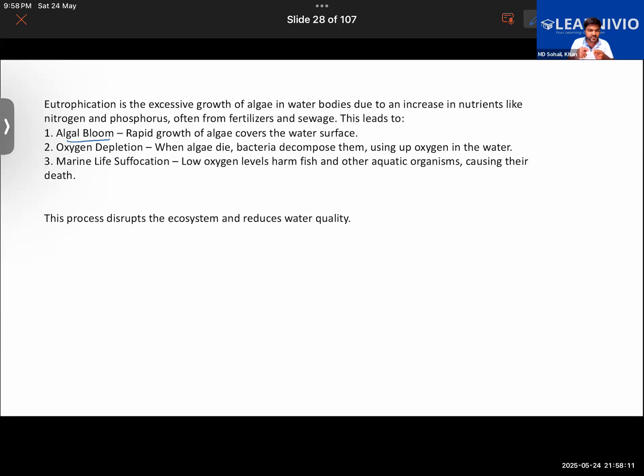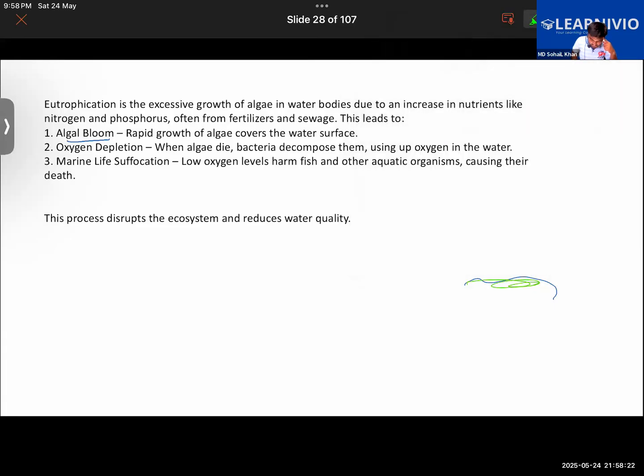Now, this alga will also die after some time, isn't it? Suppose this is the alga over the water body, and it's going to die. And when the alga dies, its remains will be decomposed by the action of bacteria or not? Yes, Aman. Dead alga, its decomposition will happen with the help of the bacteria. Are you attending the class, Aman? Look here. So this is dead alga. The decomposition will happen with the help of the bacteria.